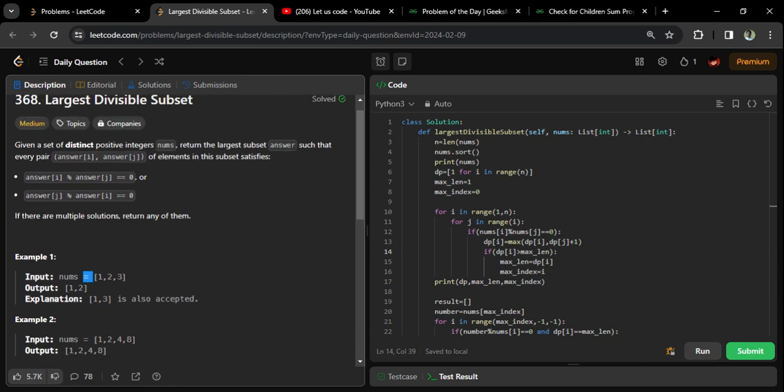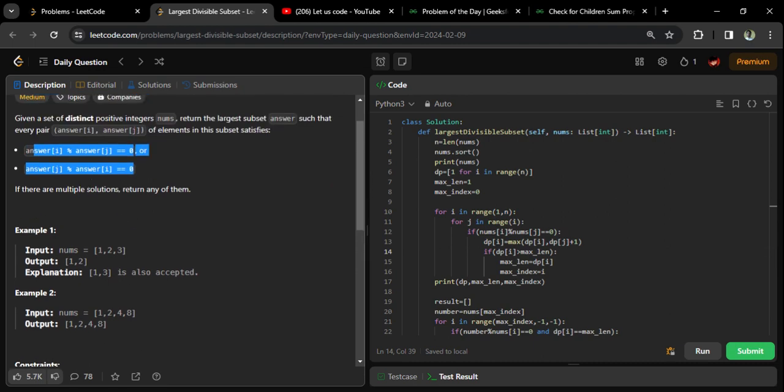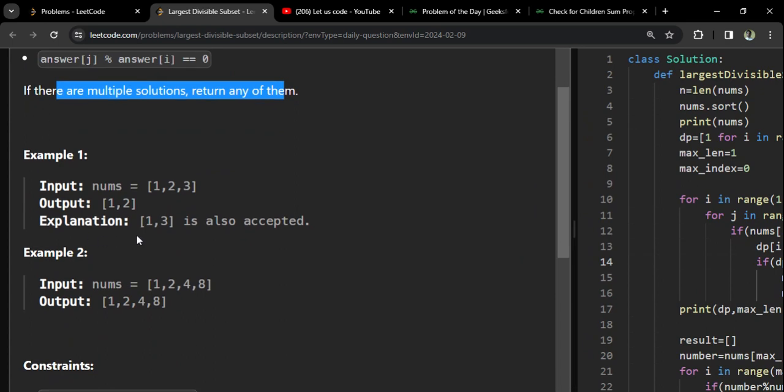This is the question given to us. Among them we have to choose a subset such that any two elements i and j in that subset satisfy this condition, that is either i should divide j or j should divide i. That is the basic idea. And they have also mentioned that if there are multiple solutions possible, return any of them. So let us quickly go through the example cases and try to understand what they're doing.